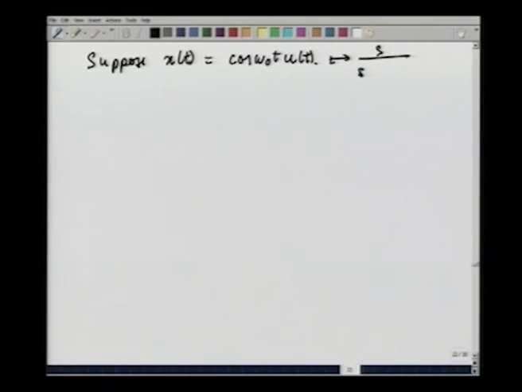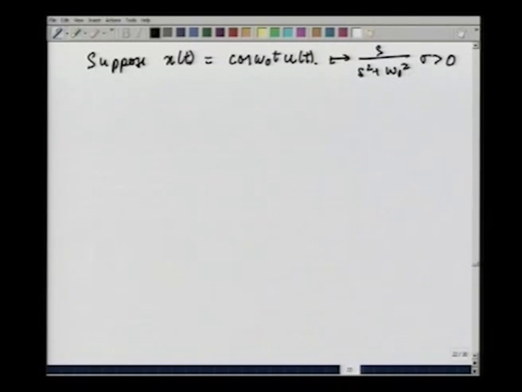Suppose we have x(t) equals cos omega naught t u(t). We know that this has a Laplace transform expression of s by s squared plus omega naught squared with sigma greater than 0. This is what we have.